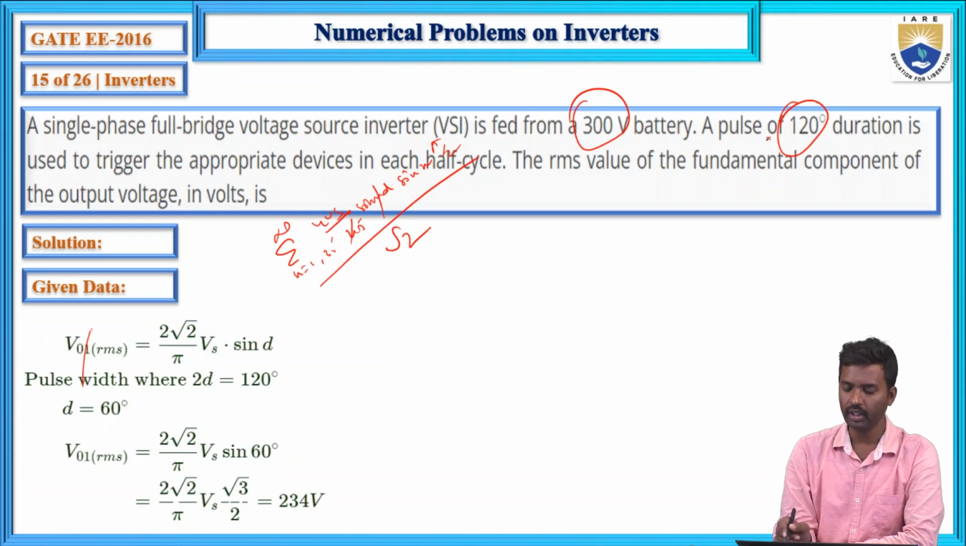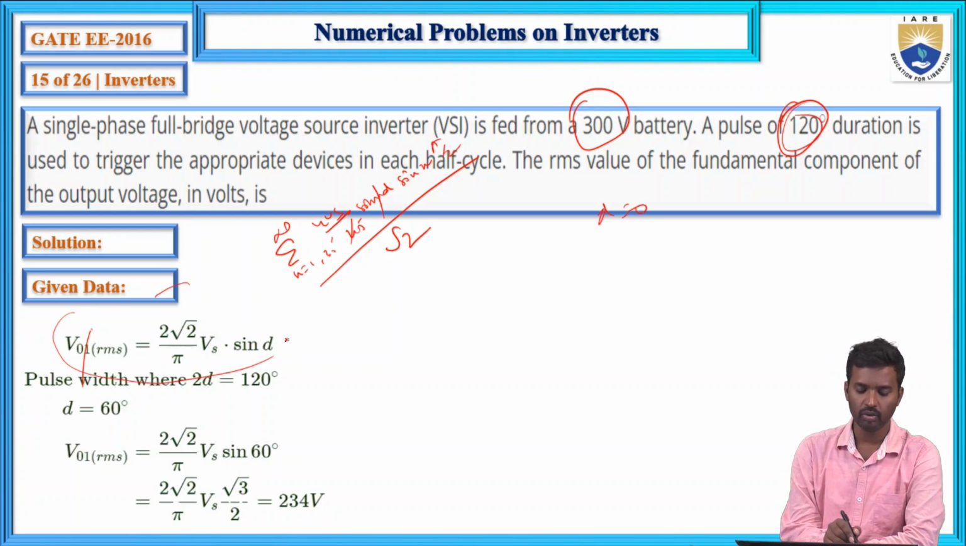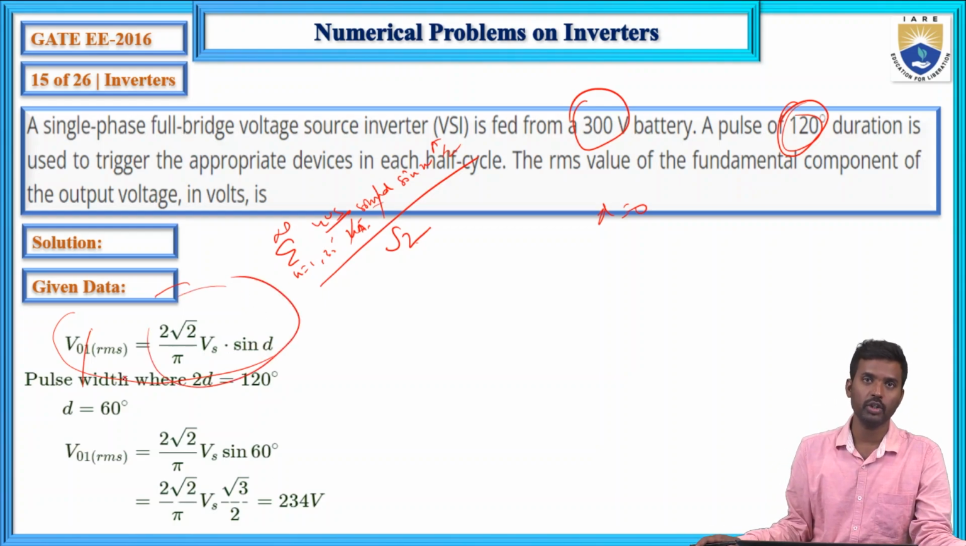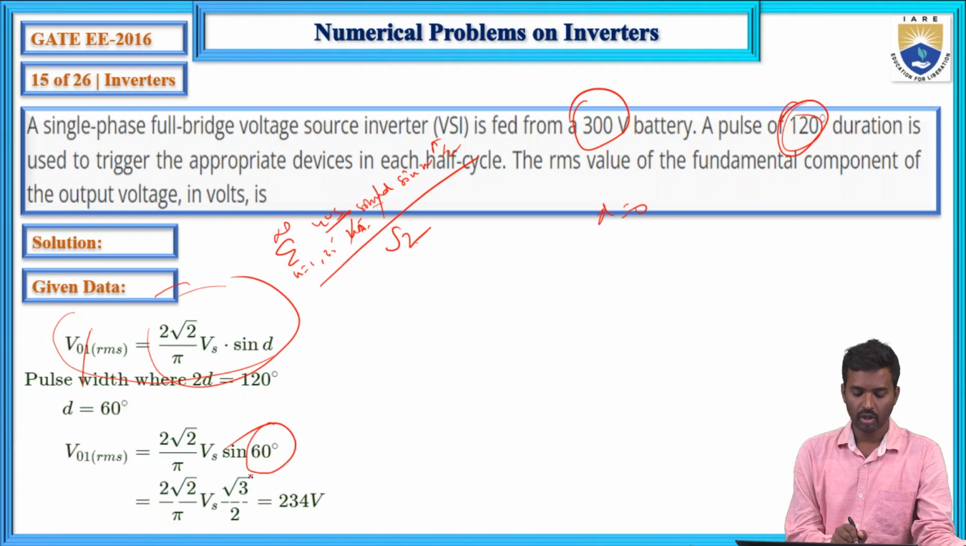So now here 2d equals 120, which means d equals 60. Now 4 Vs by root 2 means 2 root 2 by pi Vs sin d. So this is the fundamental component of RMS output voltage, 2 root 2 by pi Vs sin d. Substituting 60, you will get 230 volts, where Vs equals 300.